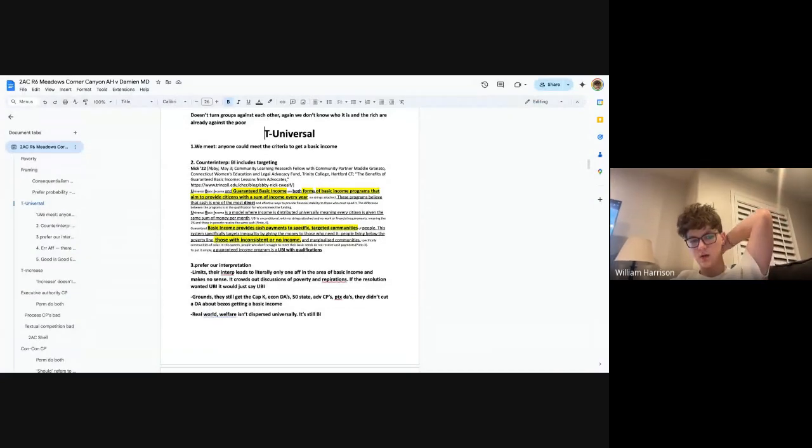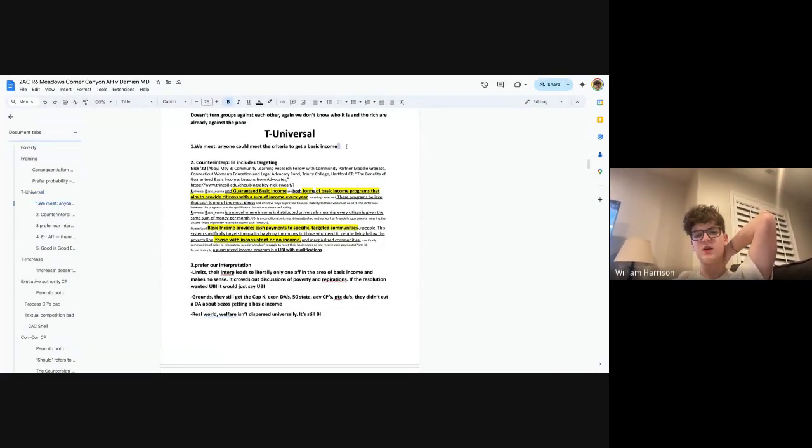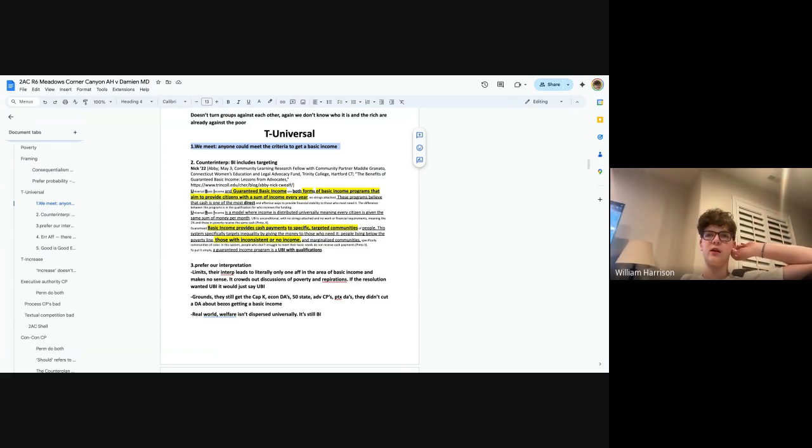And we read, first, we meet. This is obviously wrong. Obviously, we're not a universal basic income since we're only giving it to people who are below the self-sufficiency standard, which is our alternative to the poverty line. So we're not giving it to everyone, but we throw out this we meet anyway because why not?